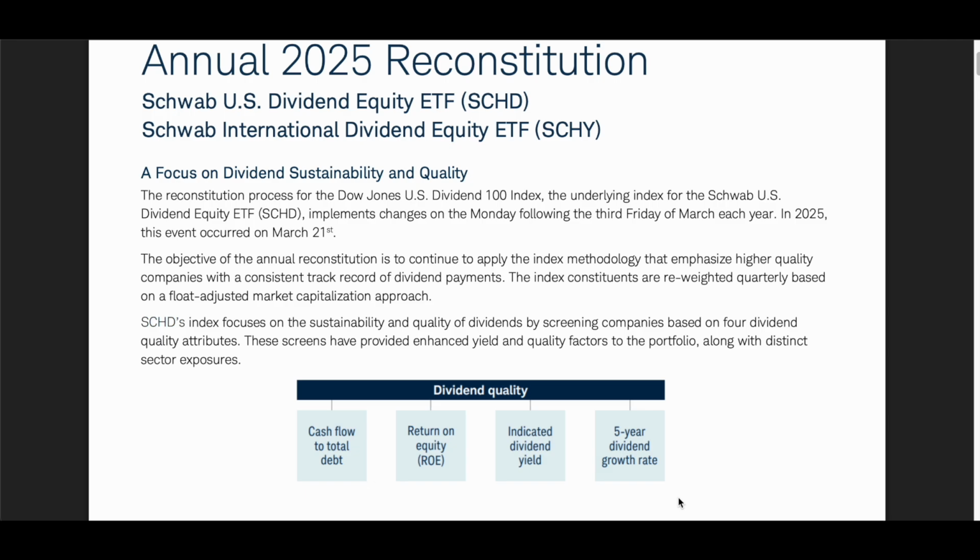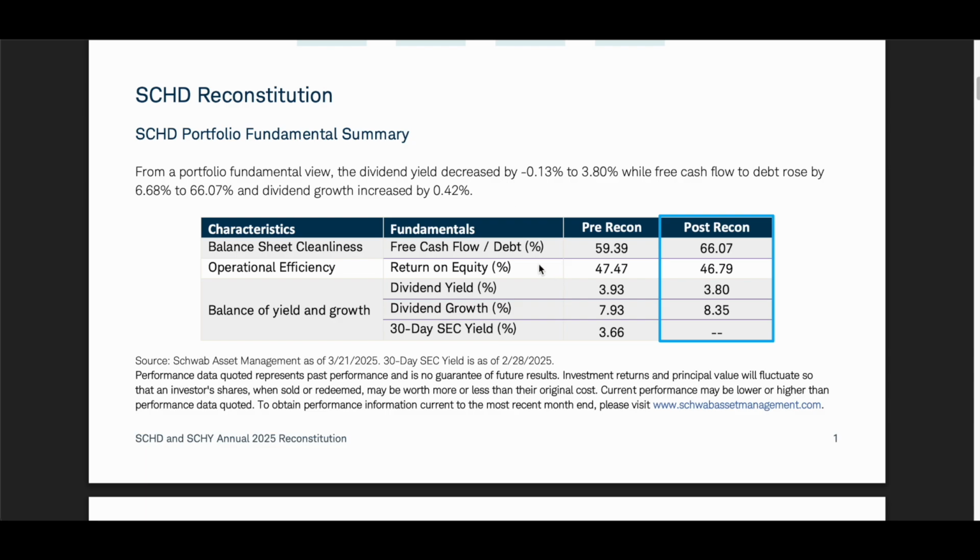That dividend snowball continues to get bigger. All right, guys, so just some fundamentals about what happened with SCHD. Their free cash flow to debt actually went from 59 to 66. What this essentially means is that for every dollar of debt the company has, it's going to be generating either 59 or 66 cents in free cash flow annually.